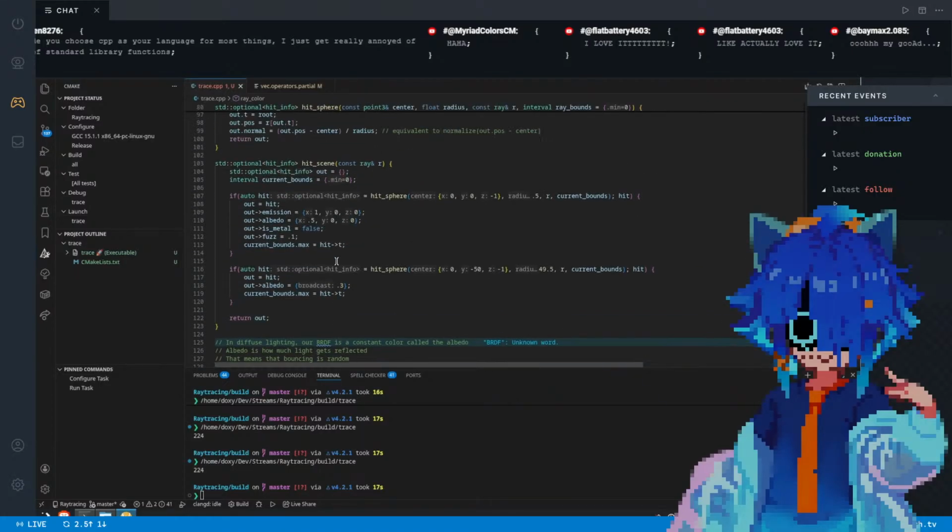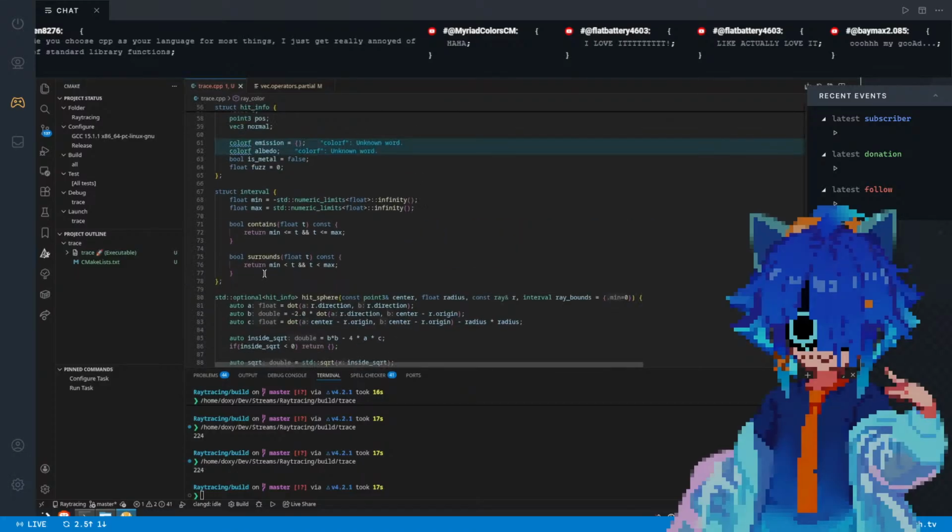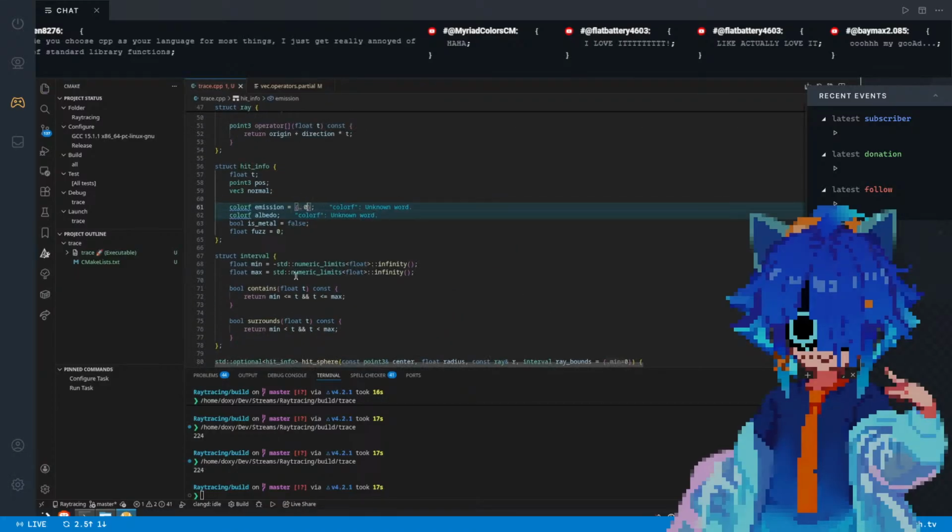What did I mess up here? The default emission value is 0, yeah? Yeah.